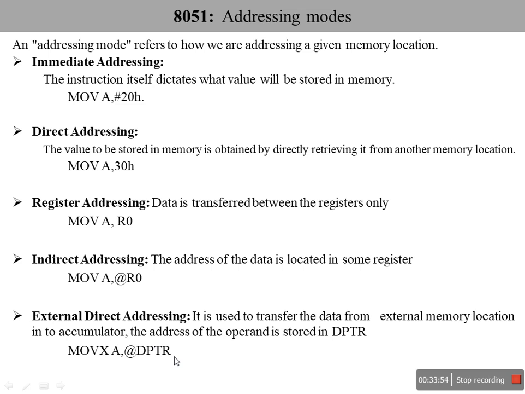Here it is default. If it is a RAM, then the address of that RAM needs to be stored into this DPTR register. So MOVX, it is external memory. It goes to the memory location whose address is in DPTR, gets the data and stores it into the accumulator. So this is an external direct addressing mode. So here we have immediate addressing mode, direct addressing mode, register addressing mode, indirect addressing mode, and external addressing mode. These are all about the addressing modes of 8051.